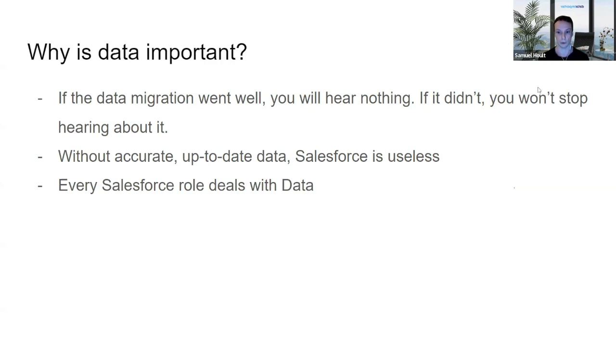Whereas if something goes wrong along the way, it's normally one of the first things that you'll hear about. So if a sales rep goes onto Salesforce after the migration has happened and can't see some of his contacts, or some of his accounts are assigned to the wrong sales rep, then you'll hear about it pretty quick. So that's just one thing to keep in mind with data migrations, that they're very, very important for Salesforce.